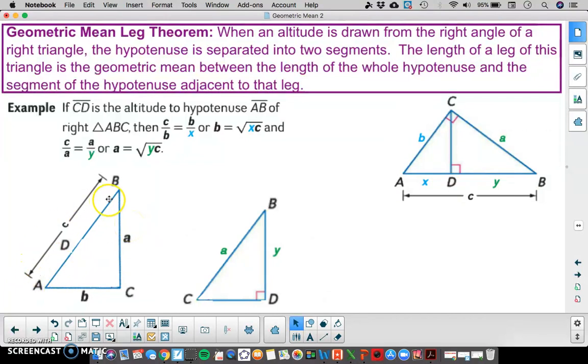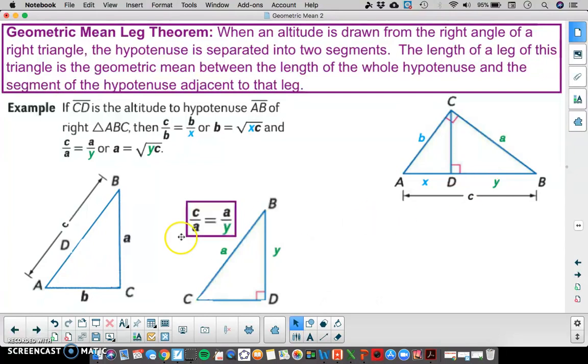So we're saying C is to A as A is to Y. In other words, A, the leg, is the geometric mean of the whole hypotenuse and the piece that it corresponds to. Notice that Y in this picture here is on the same side of the diagram as A. So we have C over A equals A over Y. We're sticking to that side of the diagram.